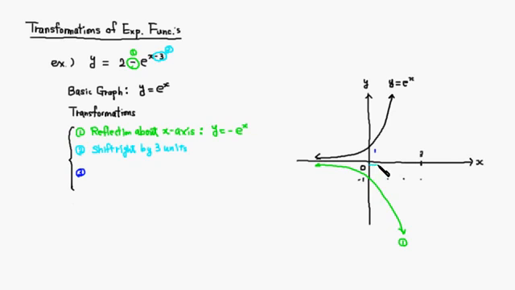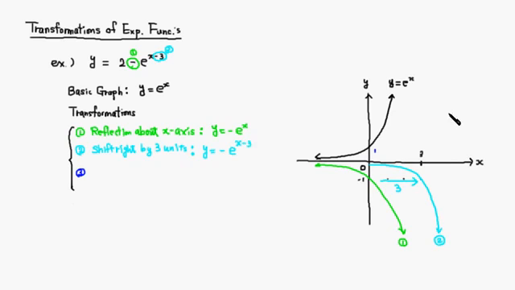That's kind of tough to draw. You can see that there's going to be a shift this way, 3 units to the right. So this is after the second transformation, and the equation is y equals negative e to the x minus 3.